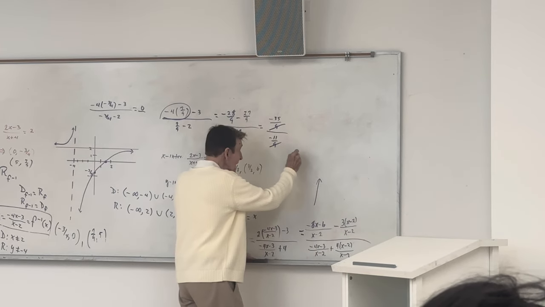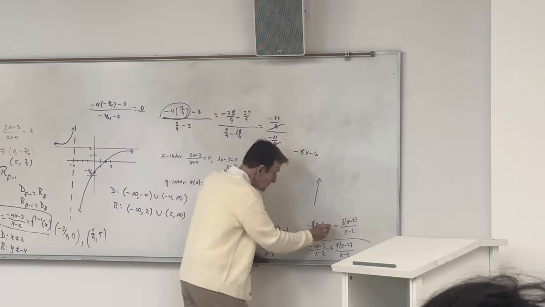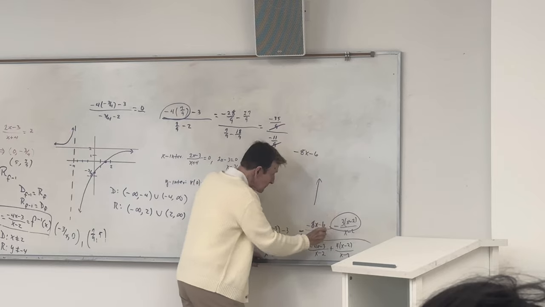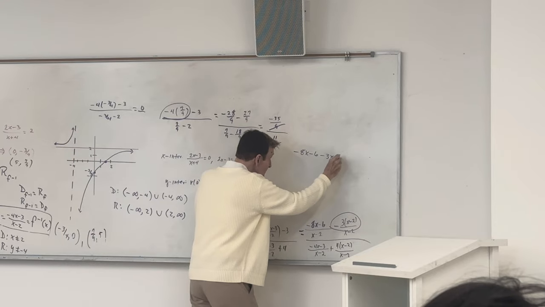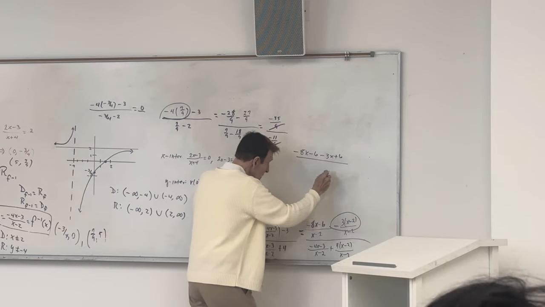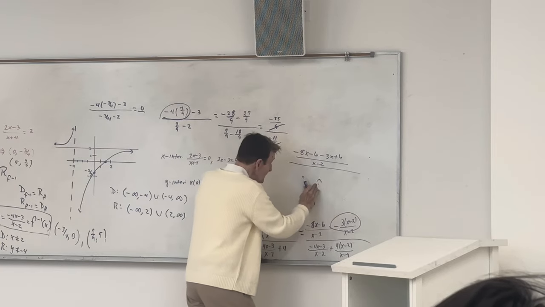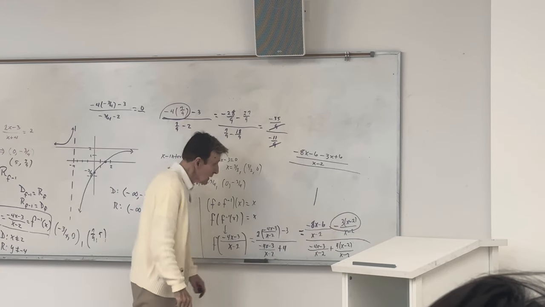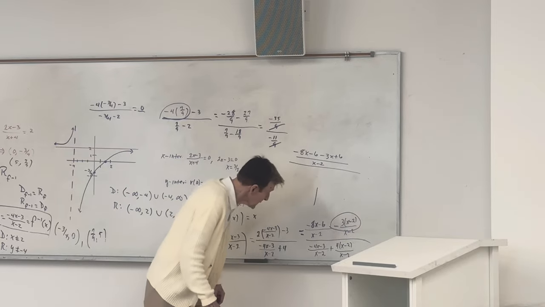This is negative 8x, subtract 6. This part, be very careful with. That becomes the negative 3x plus 6, all over that common denominator. There's the top part. I hope I did not make a mistake there. Let's hope I did not, and I don't think I did.